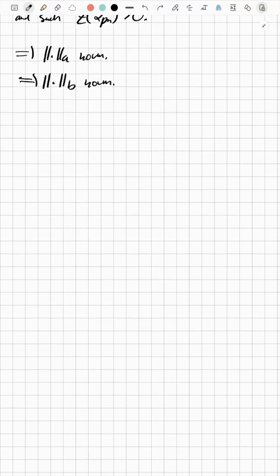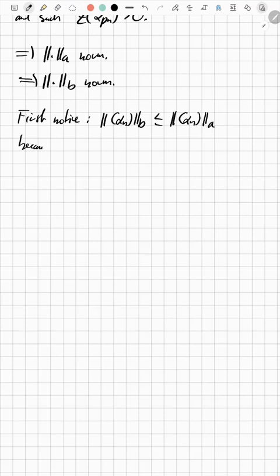But that's not all that we wanted to show. We also wanted to show that these norms are equivalent. So first notice that the B norm of any sequence is always less than or equal to the A norm of any sequence. And why is that? That's because alpha Pm minus alpha P1 squared is always greater than or equal to 0.